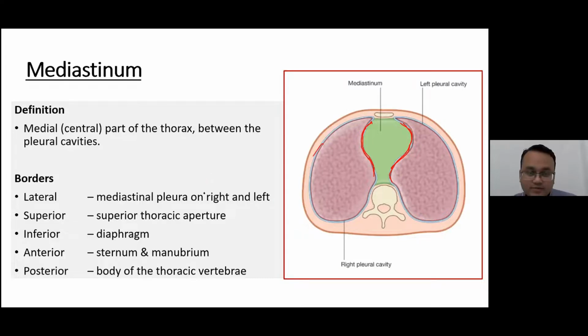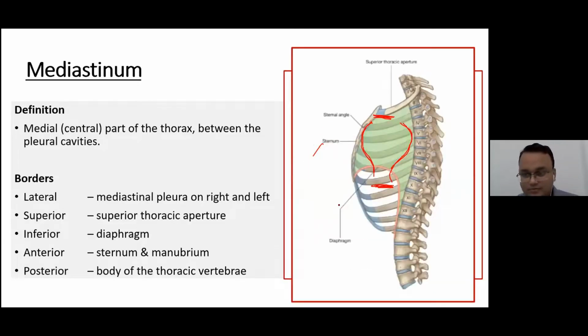Then superior and inferior later after this. Anteriorly, it is bounded by the sternum, and posteriorly, it is bounded by the bodies of the thoracic vertebrae. So the sternum anteriorly, the bony part of the vertebra posteriorly, then the mediastinal pleura on the side. Now, then anteriorly and posteriorly, anterior and posterior.